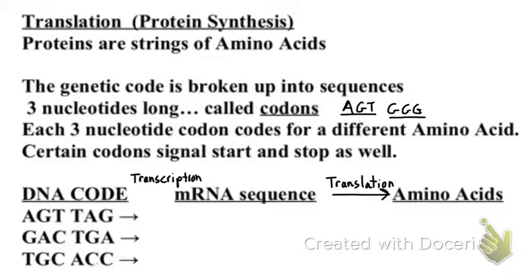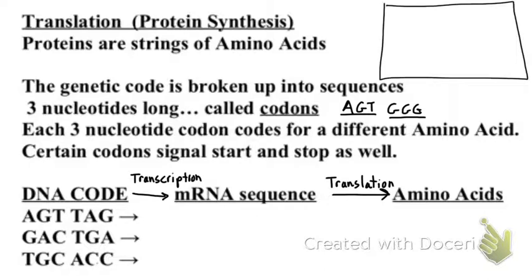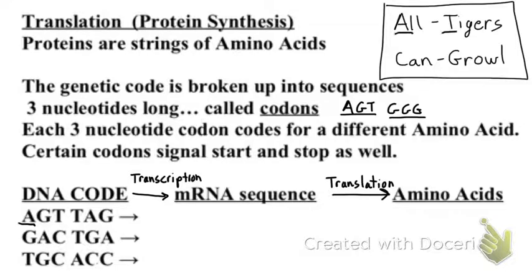So here are example tiny segments of DNA code. The way we would convert to mRNA is by remembering that all tigers can growl. What that means is that A always bonds to T, and C always bonds to G. But remember that in RNA, there is no T, there is a U. So you could think of this as all unicorns can growl if you're converting from DNA to RNA.